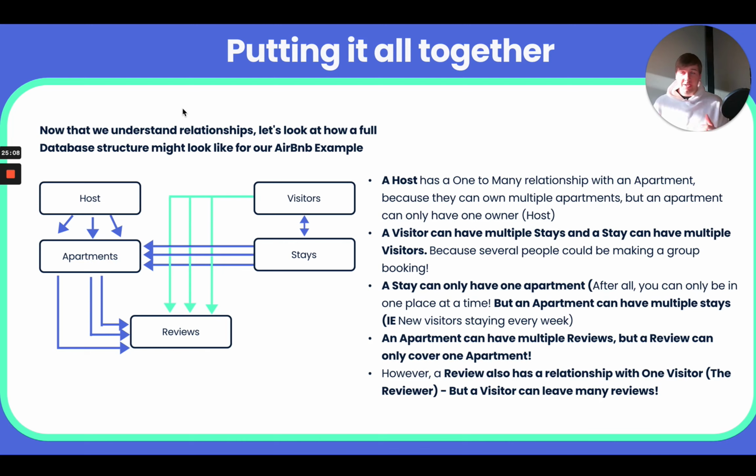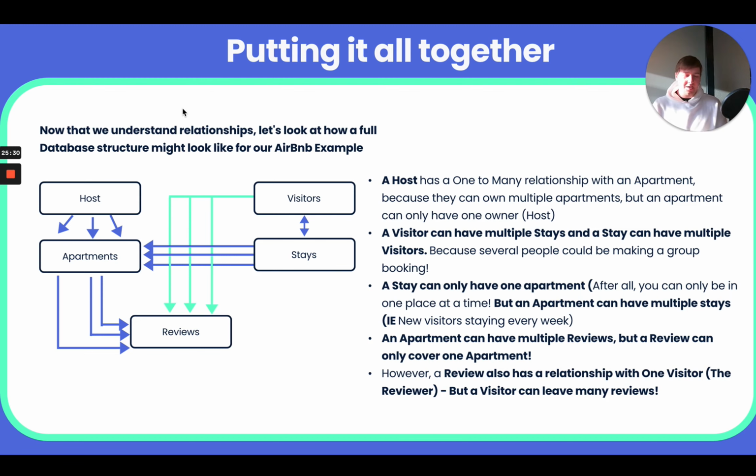But a visitor, again, they can leave as many reviews as they like, because they're going to go to one apartment, they're going to leave a review there, they're going to go to another one, they're going to leave a review there. And this is where we start to get into complexity as well, because you could kind of say, well, surely a visitor can only leave 1 review, and that's true, that's 1 review per stay, but they can leave tons of different reviews. And so that's the kind of decision you would have to make if you were building Airbnb.